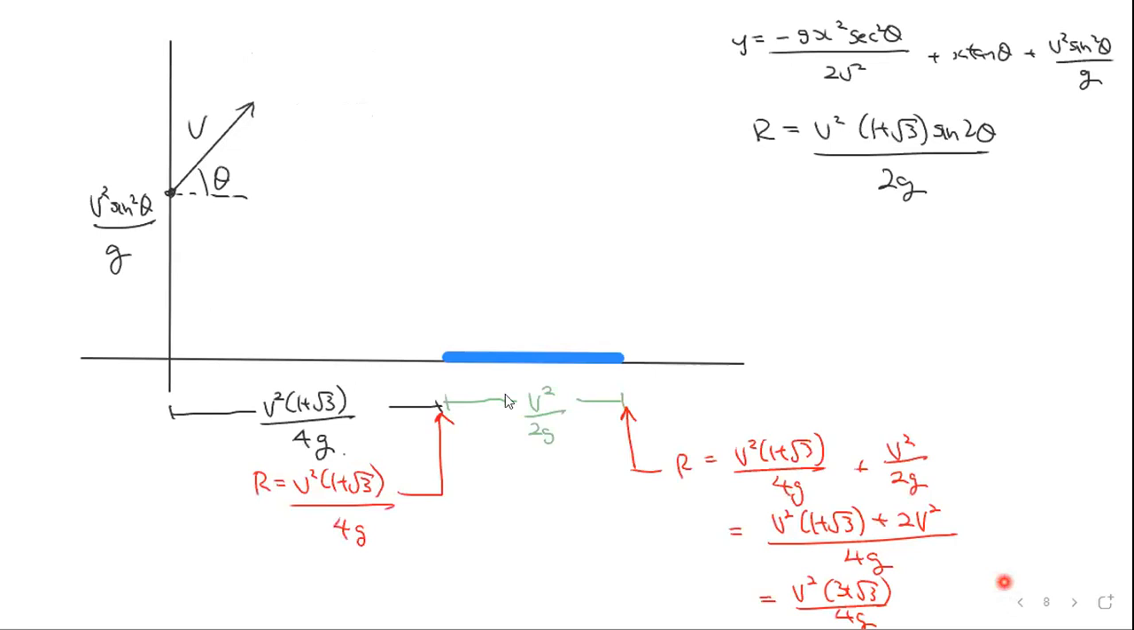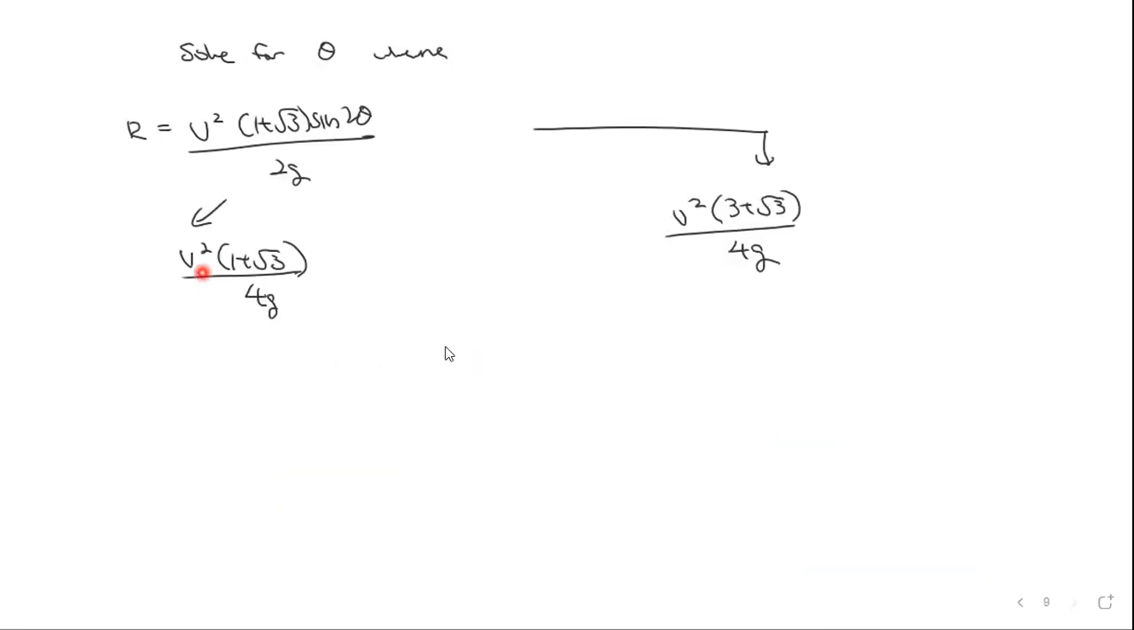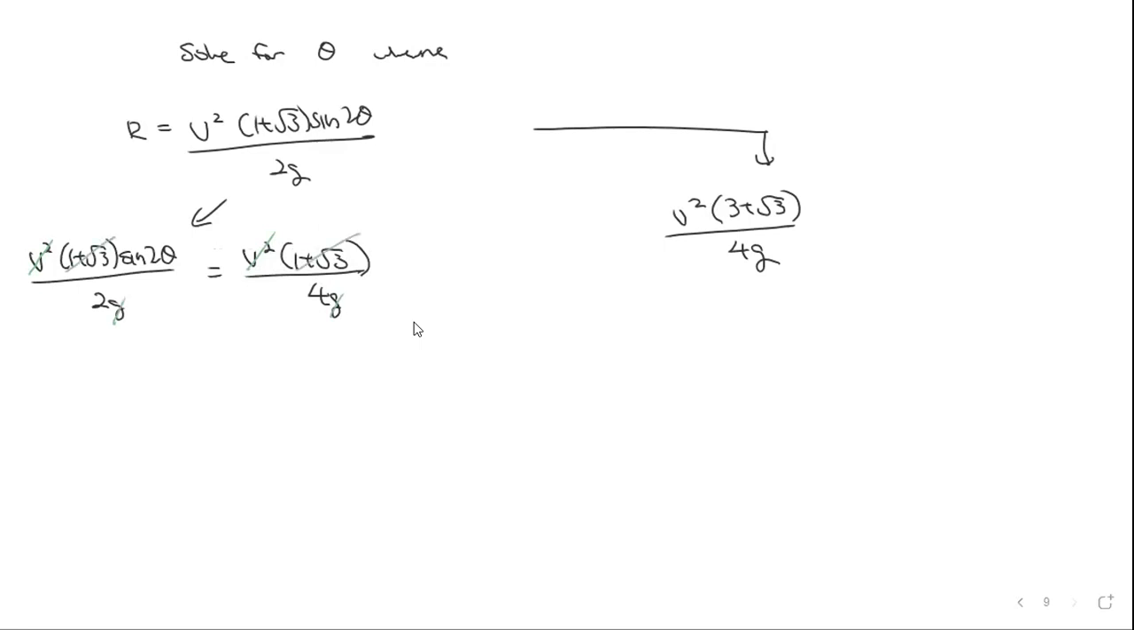Good. All right. So if we let r equal this, then clearly you've got v squared (1 plus root 3) sine 2 theta over 2g equals this. And you can see quite clearly the v squareds cancel, the g cancels, the 1 plus root 3 cancels. So really, you're just left with sine of 2 theta over 2 equals a quarter. Alternatively, sine of 2 theta equals a half.